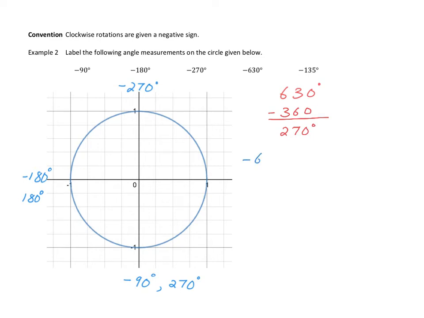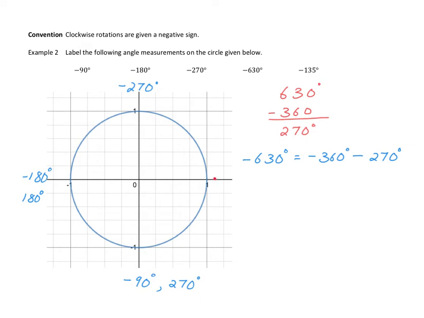It tells me that if you rotate clockwise 630 degrees, that's the same thing as rotating one full turn, or 360 degrees, and then rotating another 270 degrees. Those two things are equivalent. But written this way, it's easier to see where it is located on the circle.